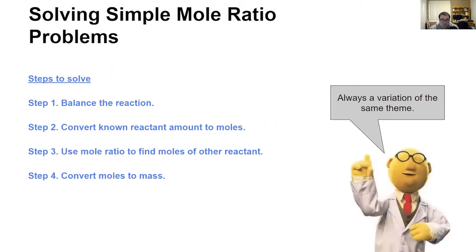Solving this sort of simple mole ratio problem, they always follow the same steps, okay? And that means that there is always going to be a similar set of steps where you're going to need to balance the reaction, convert the amount of known reactant to moles, use the mole ratio to work out the moles of your other reactants or products, and then convert the moles that you've worked out to the mass of the respective reactant or product. The steps are always going to be a variation of these 4 steps. So while it may seem hard, understand that once you've mastered these 4 steps, you can solve any of these problems, because all of them tend to be very, very similar.